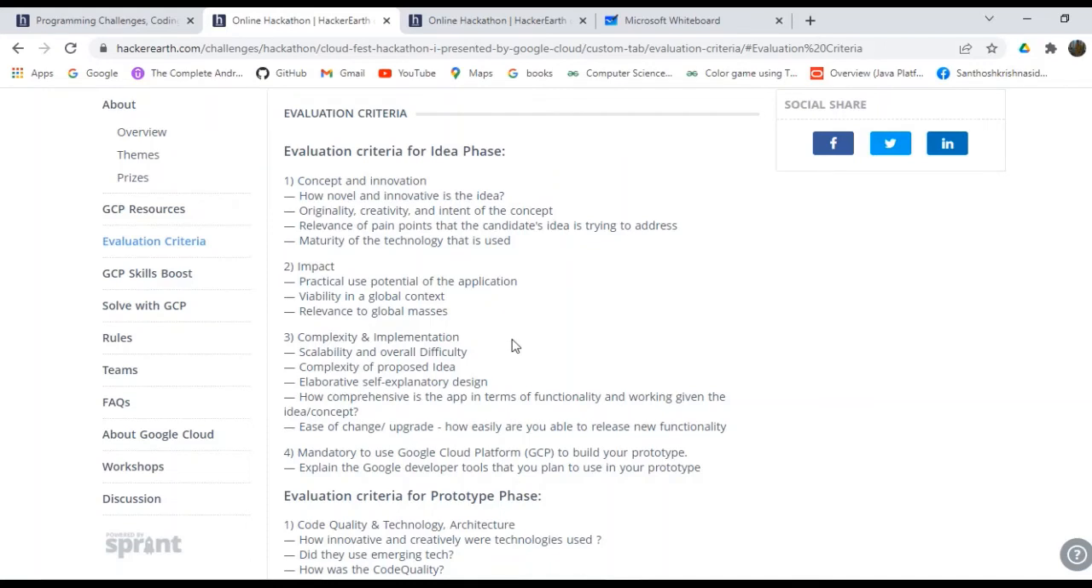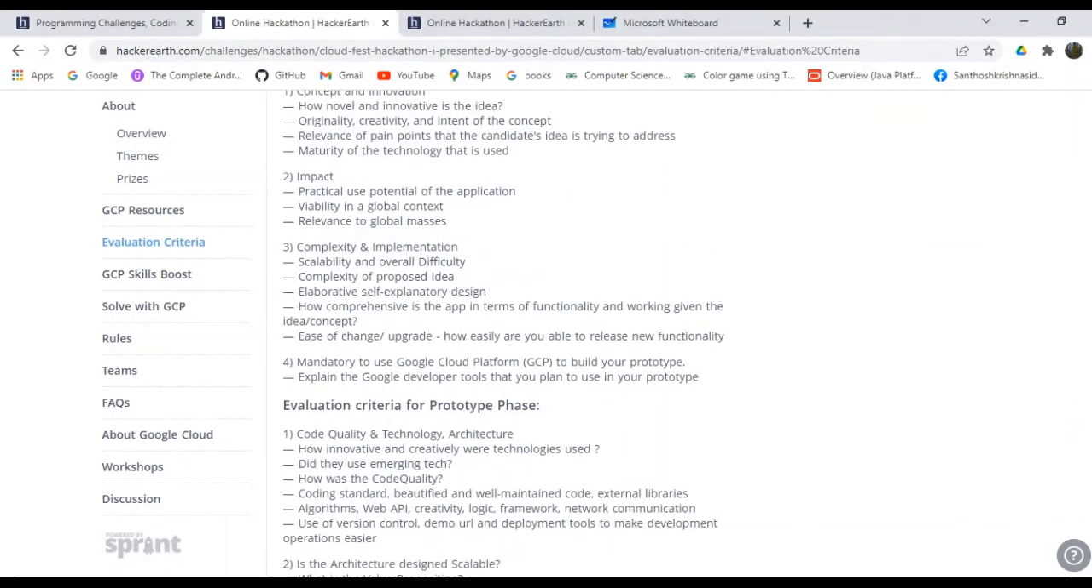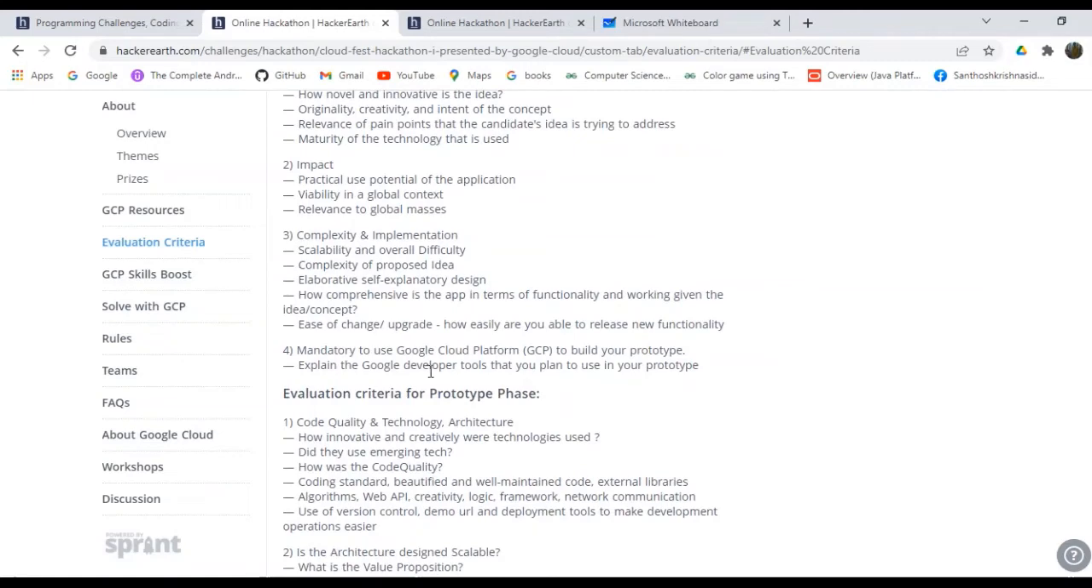So for that they mention the 5 points. One is the scalability. Next, complexity, then elaborate of self-explanation design, then how comprehensive is the app in terms of functionality and working given the idea on concepts. Ease of change or upgrade, how easily we are able to release our new functionality. Next, the fourth one is mandatory to use GCP. Obviously, we need to use Google Cloud Platform only to build our prototype.